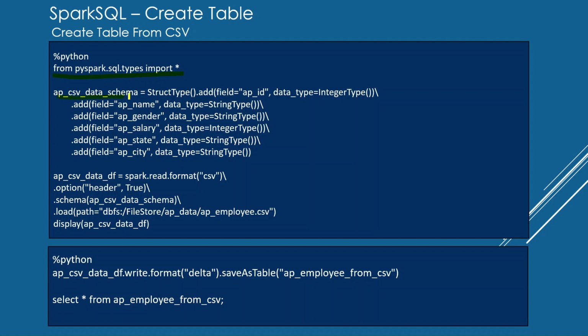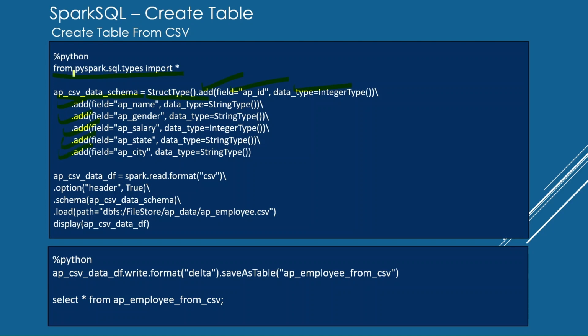Then here I am creating a custom schema with the help of a struct type, and I am adding fields with the help of a struct field. How am I going to add the field? We are going to add the field with the help of the add function. Here in the field section I am providing the name of the column and its data type. So here I am defining 6 column names and their data types.